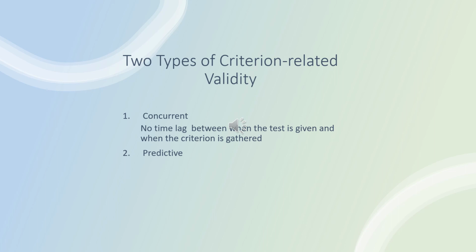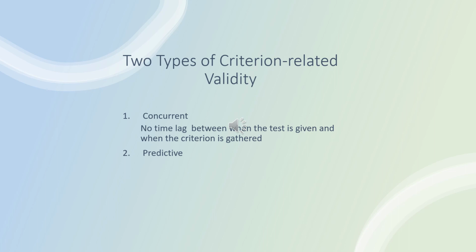So we use concurrent validity when we want an immediate prediction, let's say a diagnosis. So if someone's depressed and we think they may be suicidal, we're not going to wait months to see if they do become suicidal. We want concurrent information. So can the test be substituted for some criterion measures such as depression or suicidality?